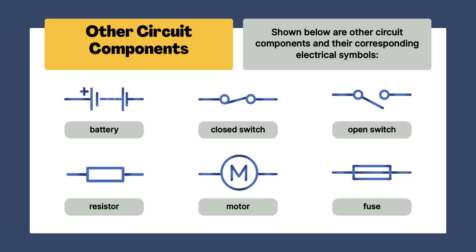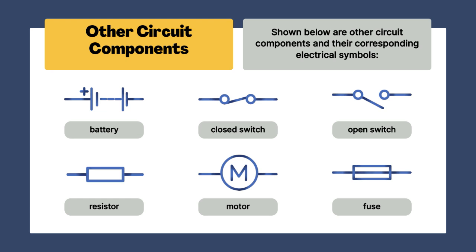Let's take a closer look at some common circuit components and their symbols. Here we have a fuse, which is a safety device that protects the circuit from overcurrent. Next is the motor, which converts electrical energy into mechanical motion. Then there's the resistor, used to limit current flow within the circuit.